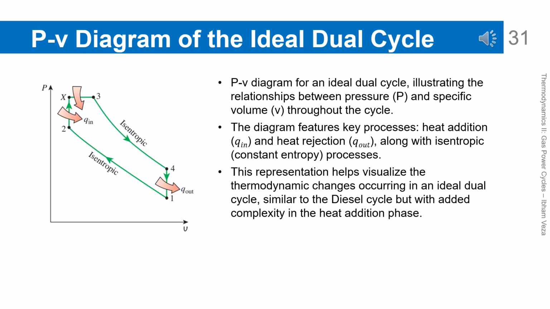PV diagram of the ideal dual cycle. The dual cycle is a combination of the characteristics of the Otto and diesel cycles. Heat addition occurs partly at constant volume and partly at constant pressure. This PV diagram shows the sequence of isentropic compression, mixed heat addition, and isentropic expansion. This model is closer to the behavior of real internal combustion engines. With this cycle, the trade-off between peak pressure and efficiency can be analyzed.